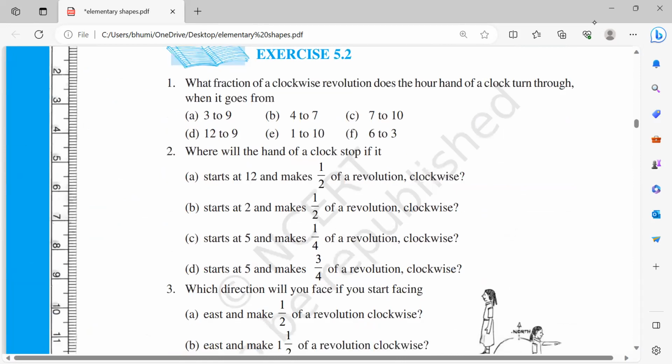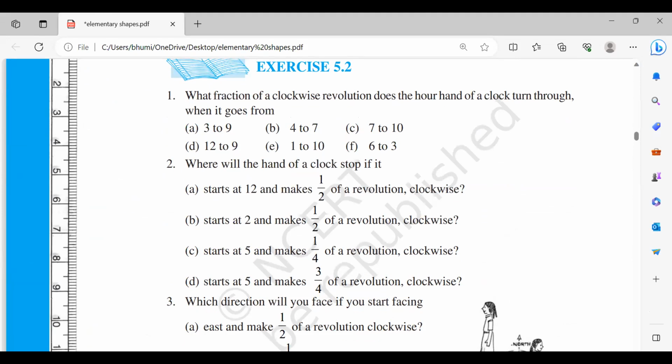What fraction of a clockwise revolution does the hour hand of a clock turn through when it goes from 3 to 9? How will these questions be done? When we are going from 3 to 9, let's take answer 1, the A part. I'm just doing the A part here.